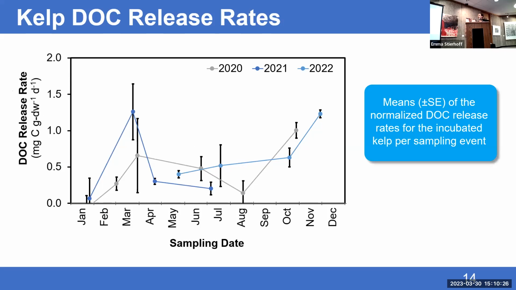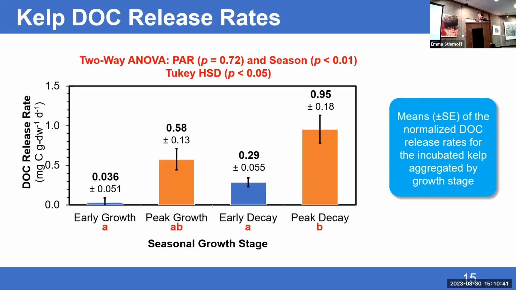Just showing across the different sampling events, you can see some of the general trends of higher release during the spring and the fall. Again, especially in late March, very high individual variability. Last graph slide. Simplifying this into 4 different categories, we clearly see seasonal variability, with the fall and the peak decay period being the most important.